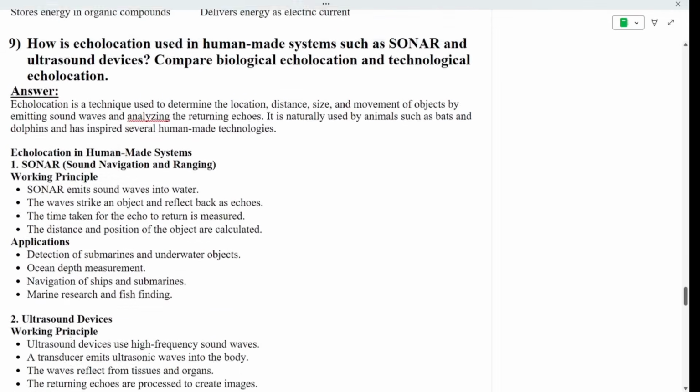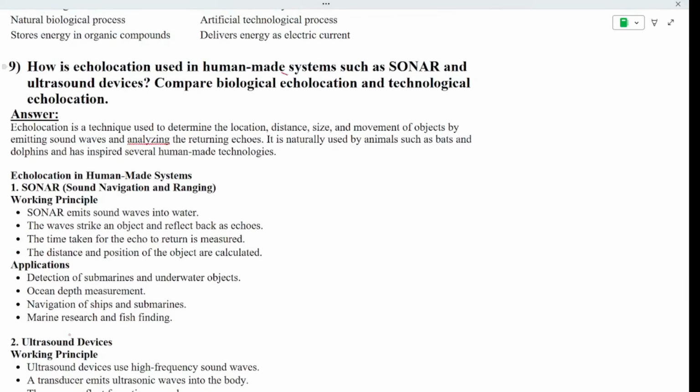Next is another important question, about human man-made systems such as sonar and ultrasound devices. You have studied this already. Sonar is nothing but sound navigation and ranging. Sonar emits sound waves into the water, and the waves strike an object and reflect back as echoes. The time taken for the echo to return is measured, and the distance and the position of the object are calculated.